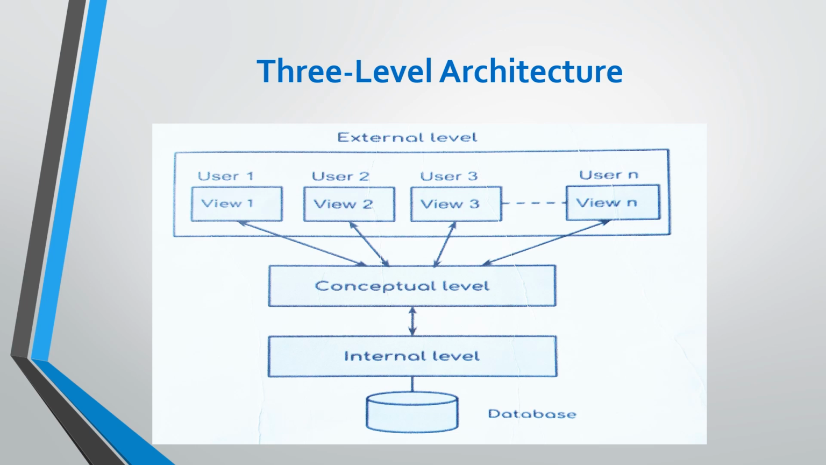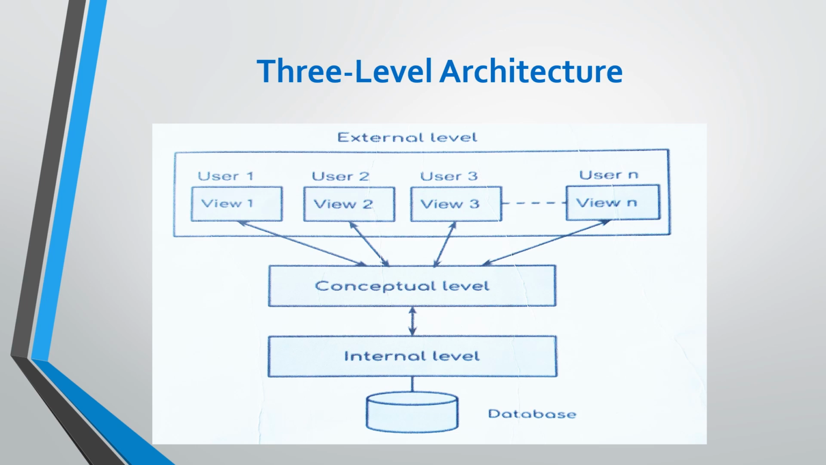This architecture is proposed by ANSI/SPARC. That means American National Standards Institute or Standards Planning and Requirements Committee. Hence it is known as the ANSI SPARC architecture. This diagram shows the mapping between the external, conceptual and internal levels of the database in the DBMS concept. In this architecture, there are three different levels. So what are the functionalities of the internal level, conceptual level and view level?